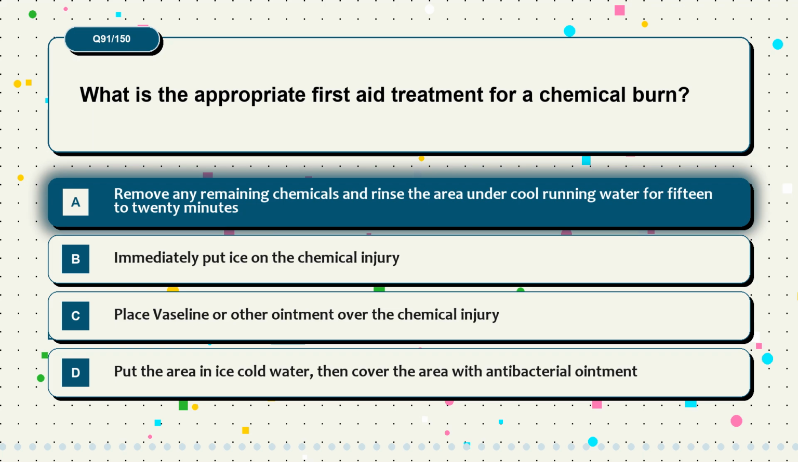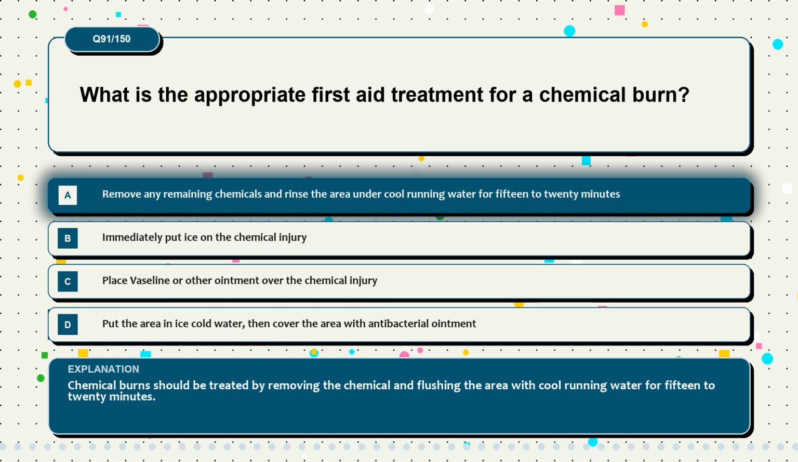The correct answer is option A. Remove any remaining chemicals and rinse the area under cool running water for 15 to 20 minutes. Chemical burns should be treated by removing the chemical and flushing the area with cool running water for 15 to 20 minutes.